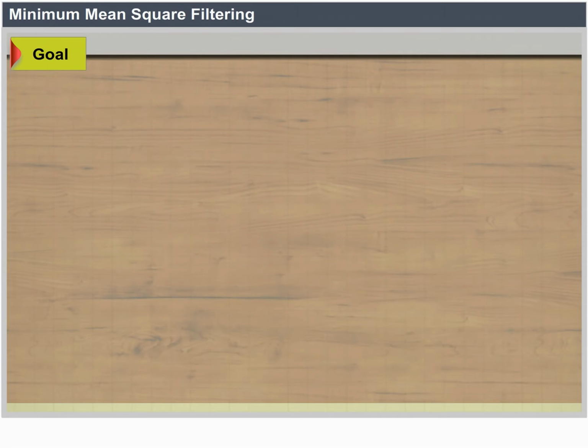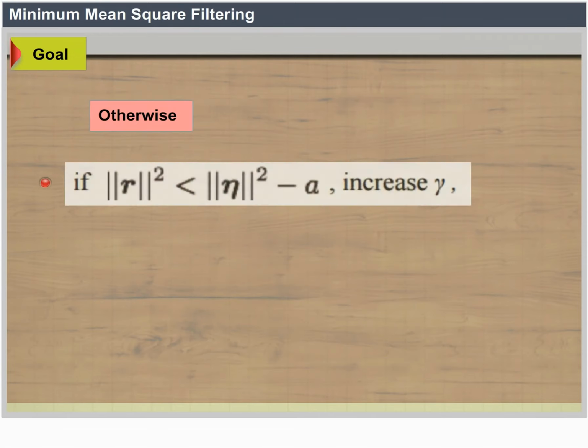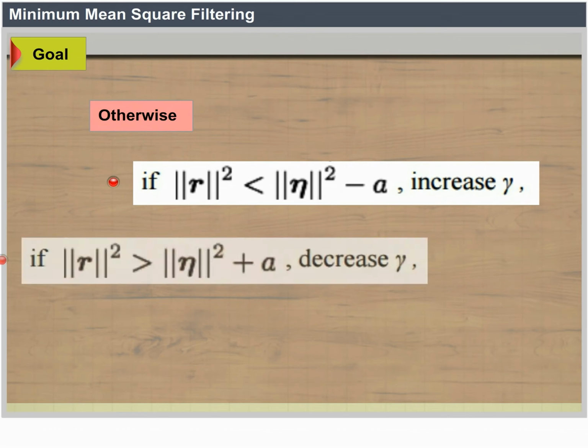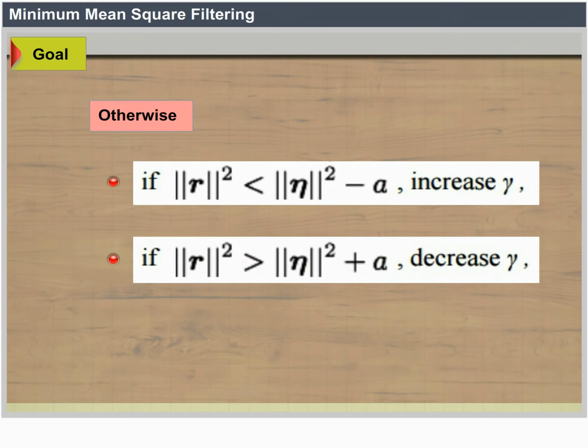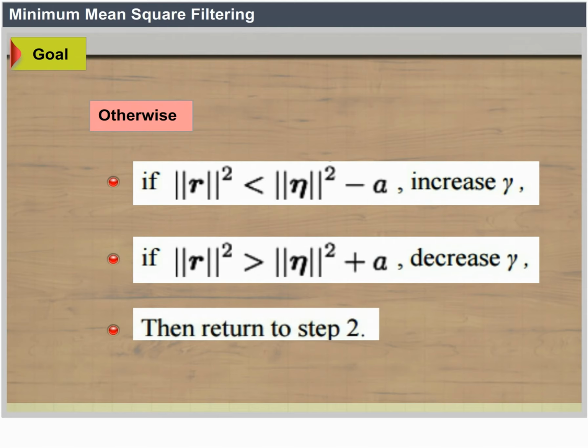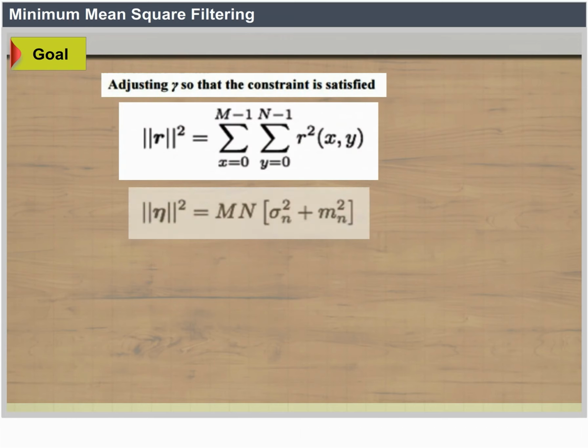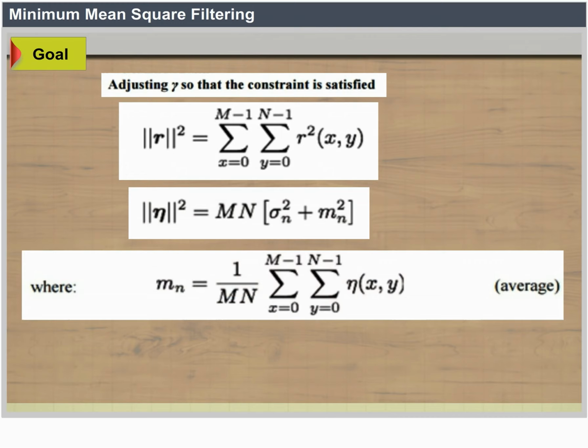Otherwise, if |γ|² is less than |η|² minus a, increase gamma. If |γ|² is greater than |η|² plus a, decrease gamma. Then return to step 2. Adjusting gamma so that the constraint is satisfied, the equations take the form shown on the screen.